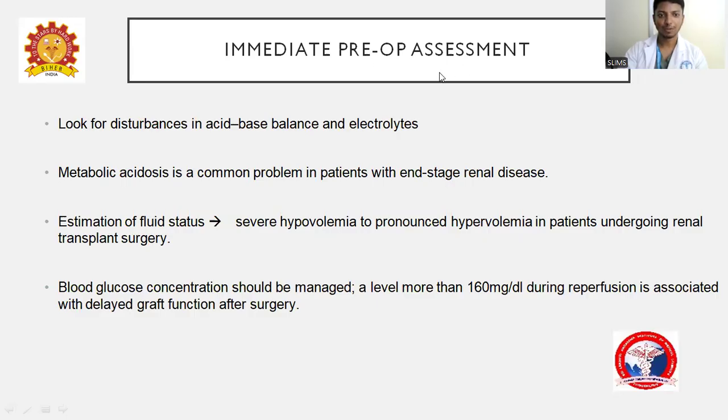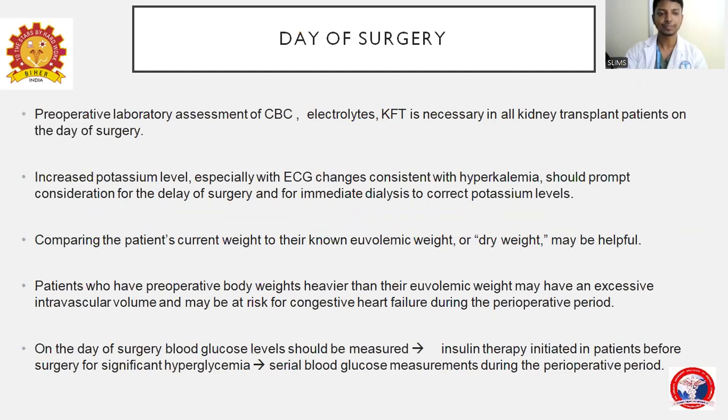Immediate pre-op assessment: look for disturbances in acid-base balance and electrolytes. Metabolic acidosis is a common problem in patients with end-stage renal disease. Estimate the fluid status, from severe hypovolemia to pronounced hypervolemia, in patients undergoing renal transplant surgery. Blood glucose concentration should be managed. A level more than 160 mg per deciliter during reperfusion is associated with delayed graft function after surgery.